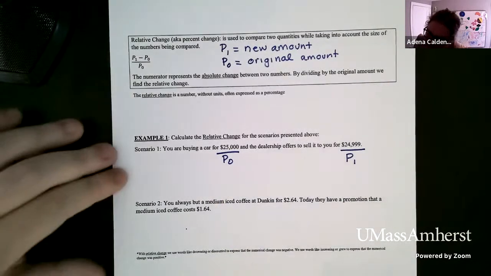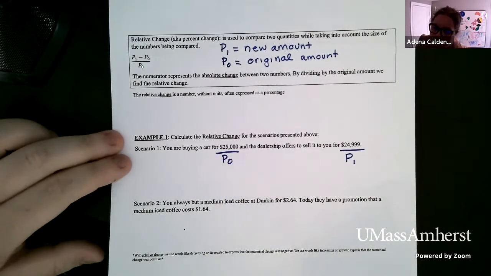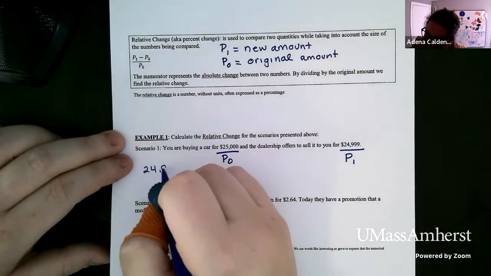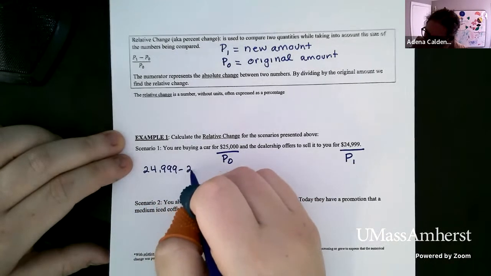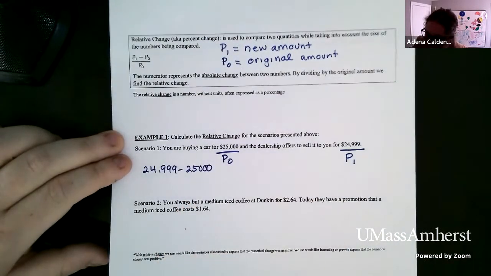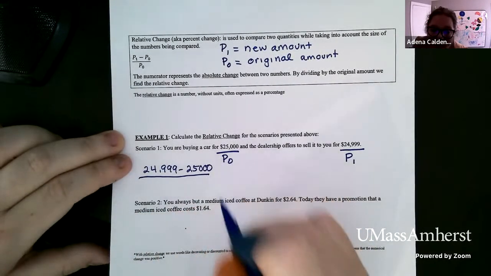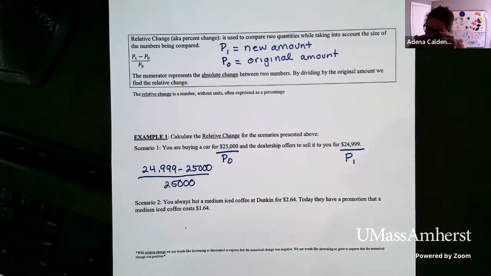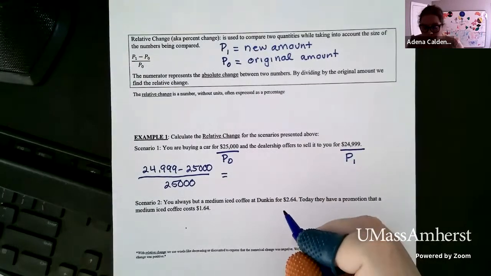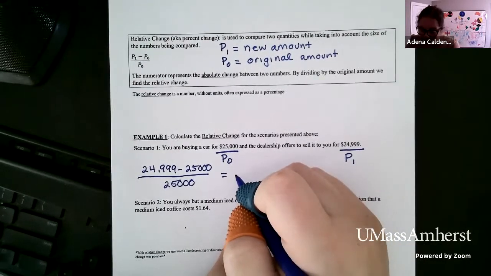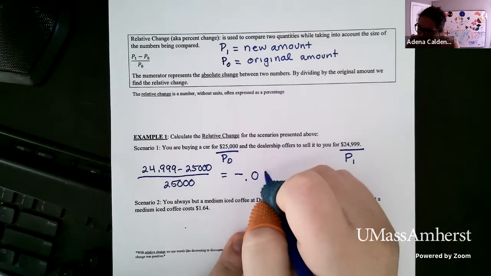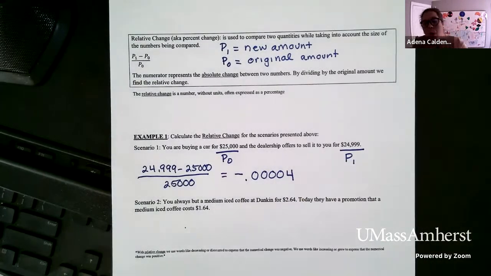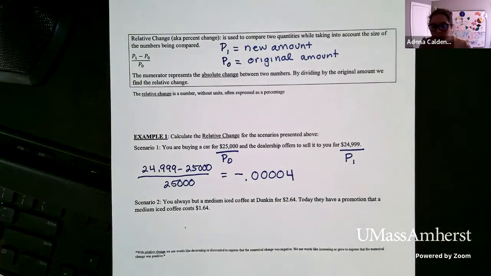So if we want to talk about how meaningful this is, we want to find the relative change. So we do P1 minus P naught: 24,999 minus 25,000. And then we divide that by the original amount, 25,000. When we plug this into a calculator, we're going to get a decimal number out, negative 0.00004, I believe.